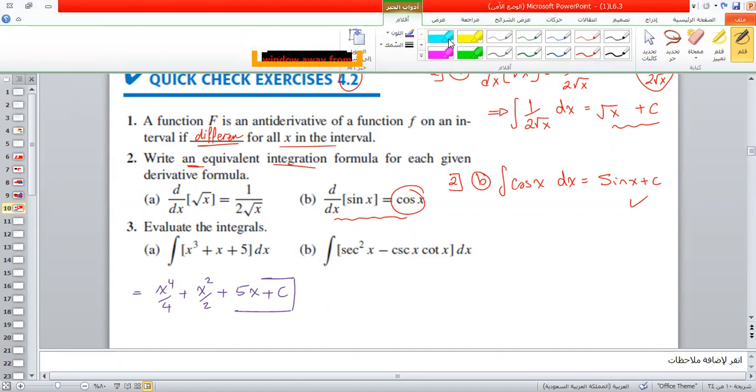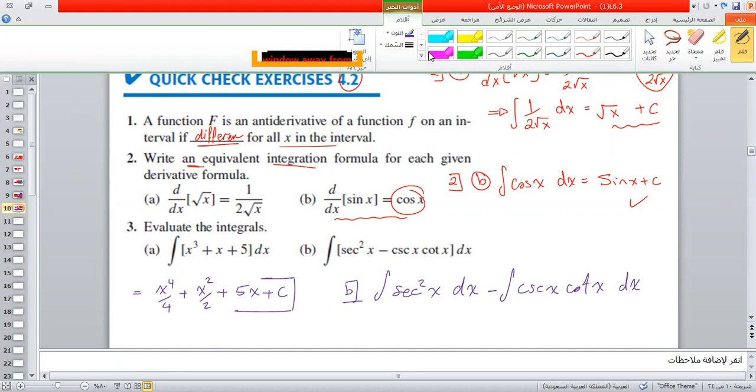Mr. Faris, answer this question, please. Okay. Evaluate the integral. Let's split it: the integral of secant squared x dx minus the integral of cosecant x cotangent x dx.